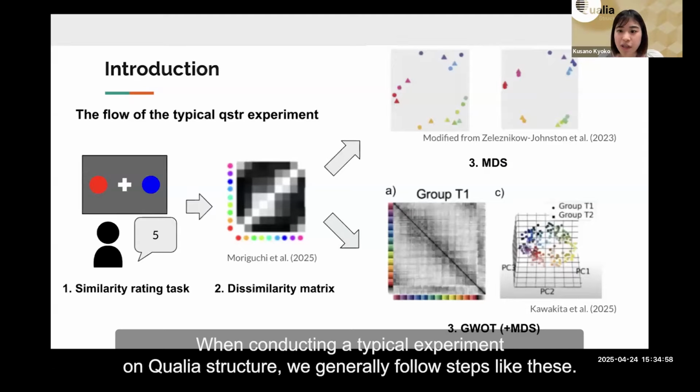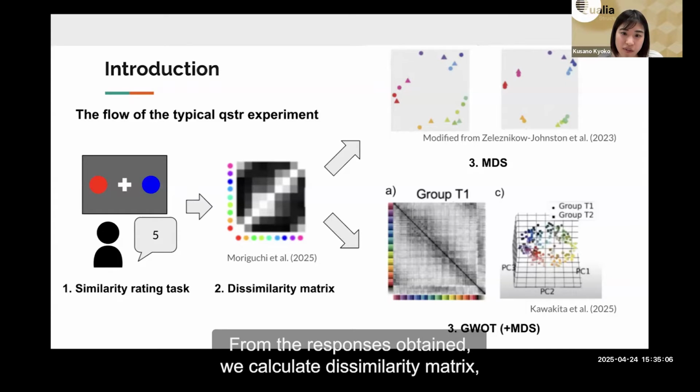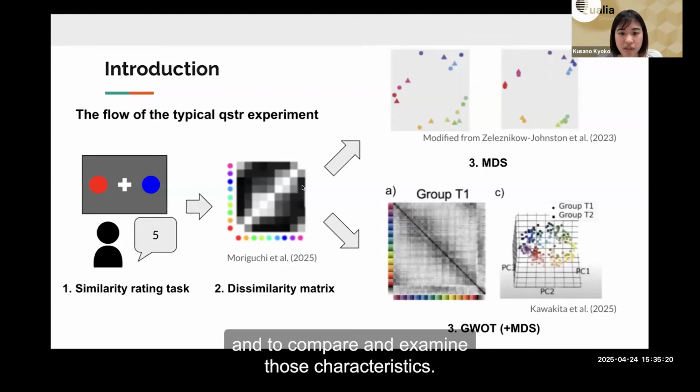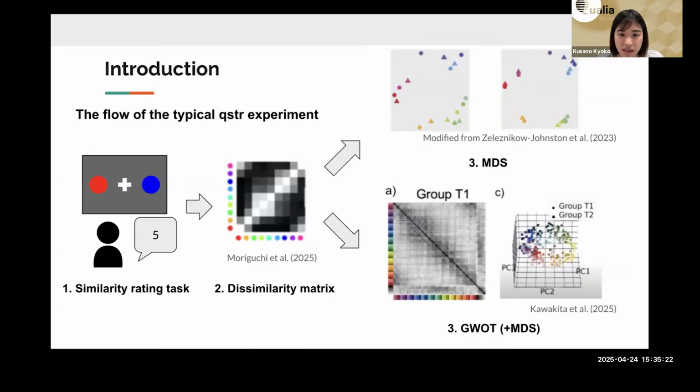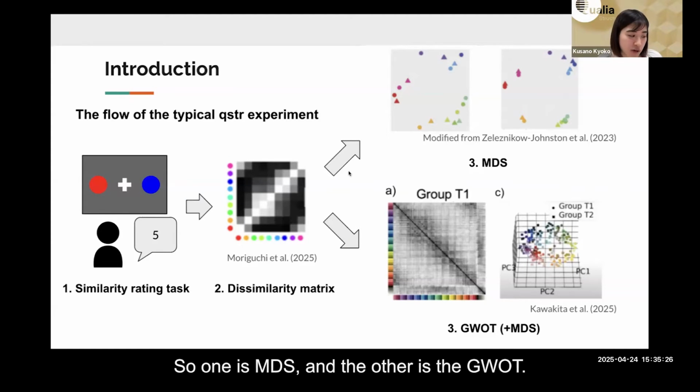When conducting a typical experiment on Qualia structure, we generally follow steps like these. First, we conduct a similarity rating test. From the responses obtained, we calculate the similarity matrix. And we then analyze this matrix to understand the structural characteristics and to compare and examine those characteristics. There have been two primary methods for analysis so far. One is MDS and the other is GWOT.